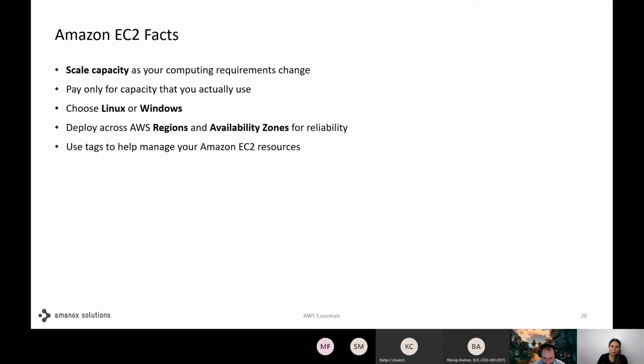And of course, we can leverage the global infrastructure of AWS that we saw earlier to deploy across different regions and availability zones for reliability. So even being in Europe, we can choose to deploy in the US if we have customers there and we want to be closer to them. In order to improve the latency and the throughput, it would be more interesting for us to go directly to a region there to deploy near our customers.